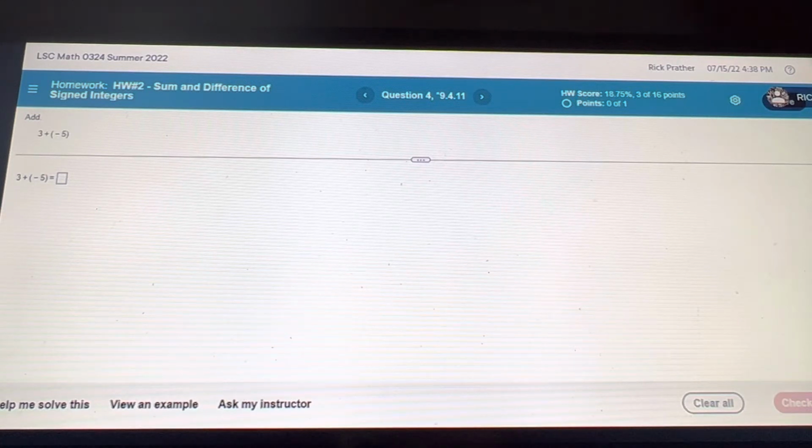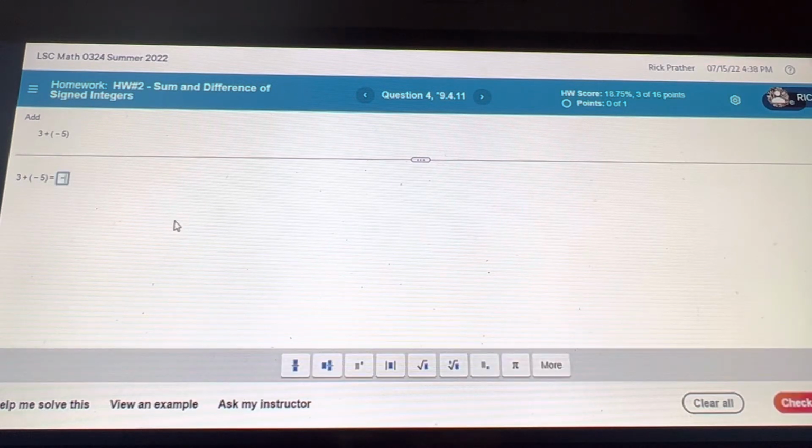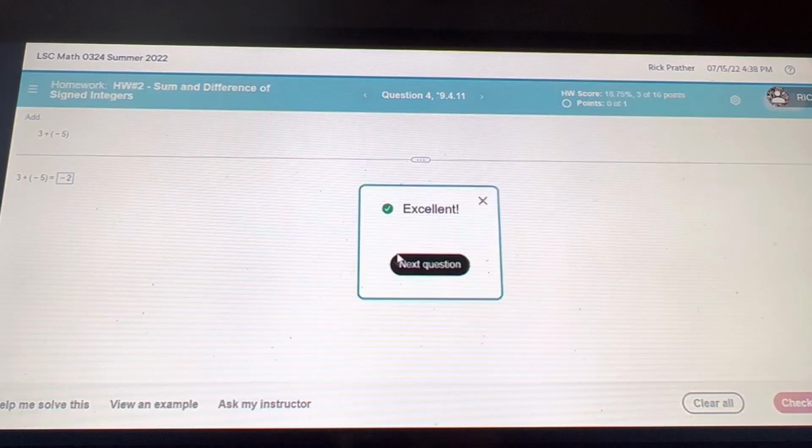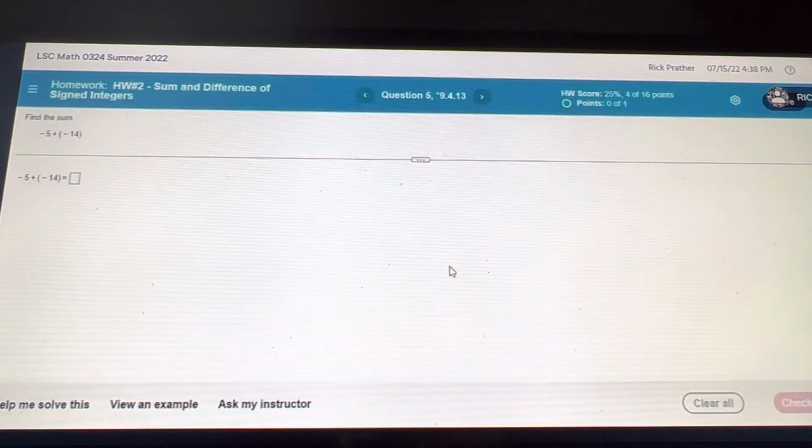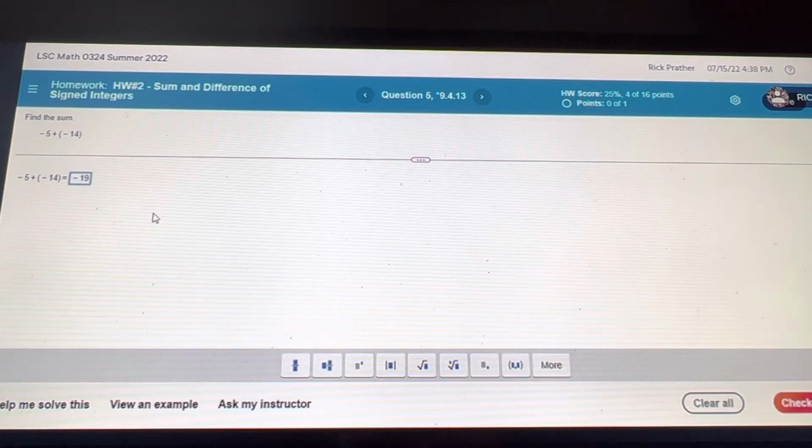So I'm adding 3 plus negative 5. I have 1 positive, 1 negative. That's when you subtract the values. 5 minus 3 is 2. The bigger looking one is negative, so the answer is negative 2. But now I have both negatives. So when they're both the same sign, you just add them together. 14 plus 5 is 19, and then if they're both negative, the answer stays negative.